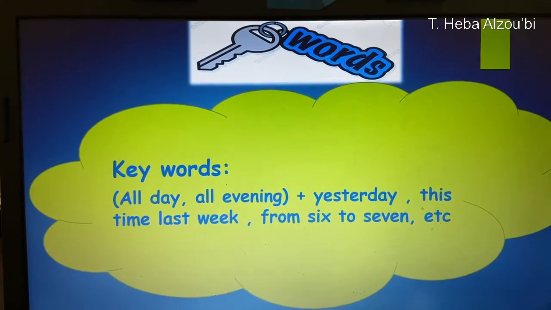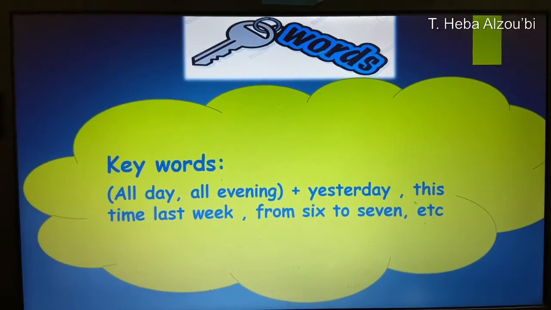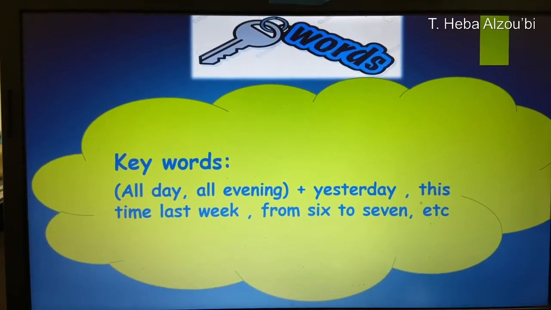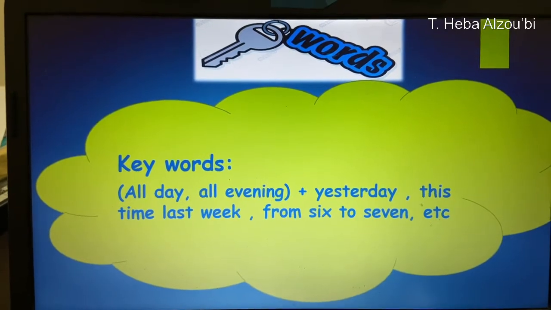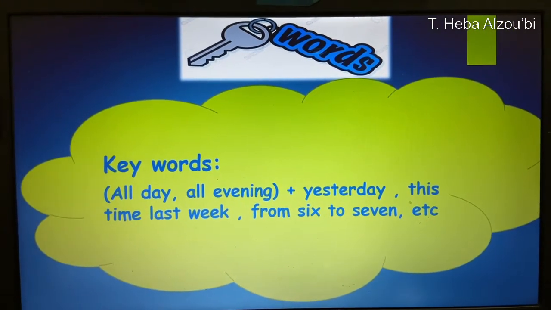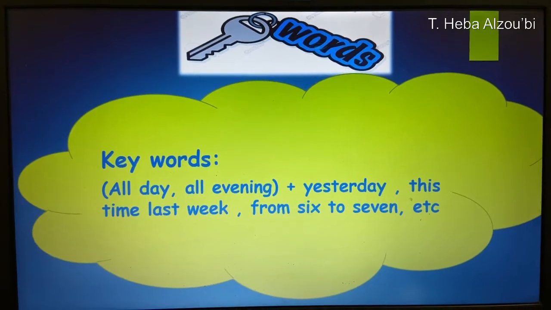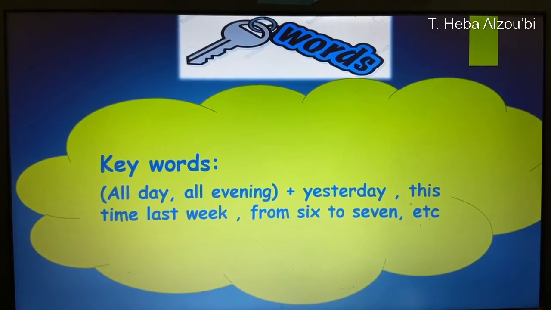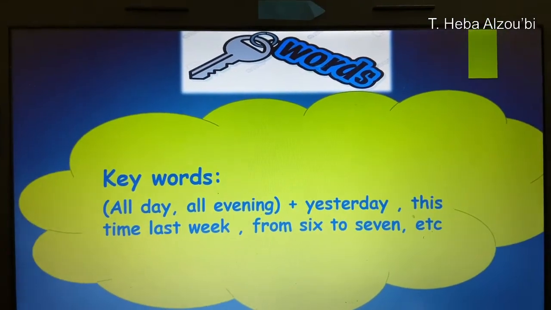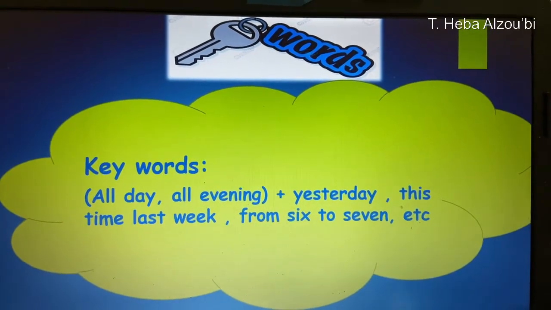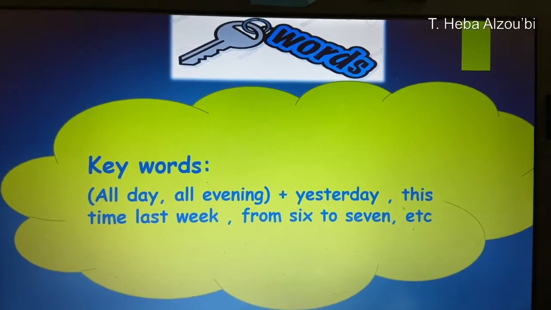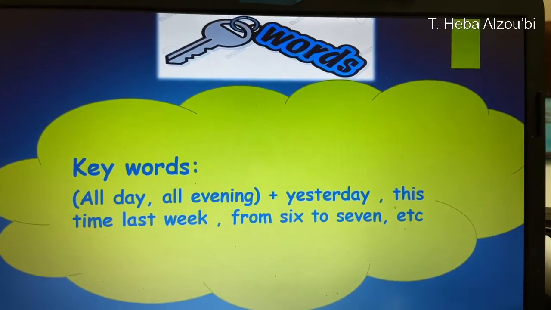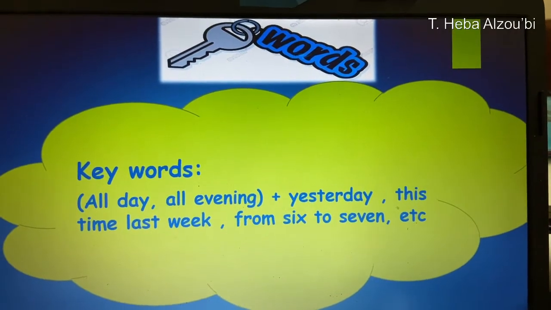What are the key words? The key words to the past continuous: all day, all evening, plus yesterday. For example, all day yesterday, all evening yesterday, or this time last week, from 6 to 7, and so on. Let's read them again. All day yesterday, all evening yesterday, this time last week, from 6 to 7, and so on.